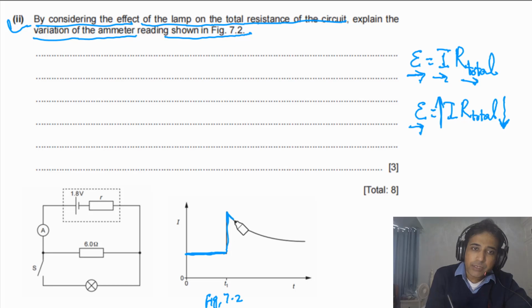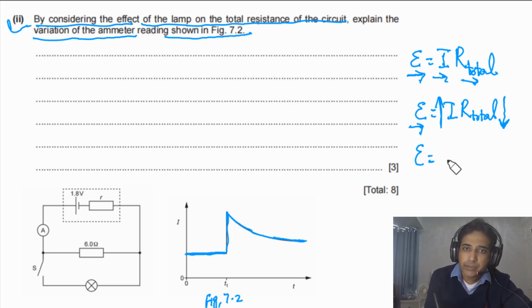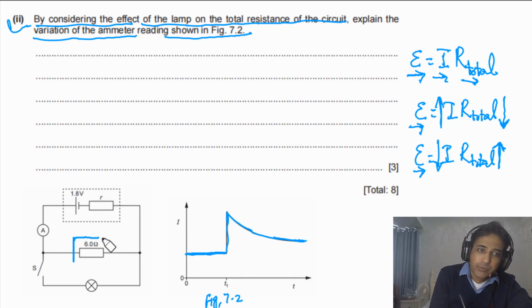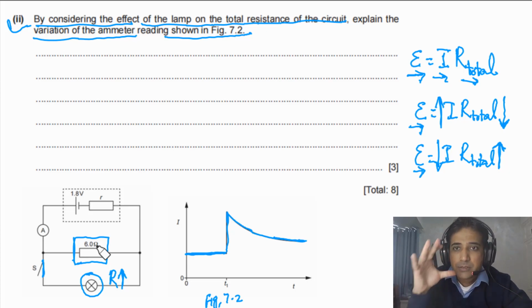And after that we can see the current is decreasing. So we can rewrite here EMF is equal to I times R total. If I is decreasing and this quantity is constant, it means R total is increasing. But we need to understand the resistance of this resistor is constant. When we close the switch, it means that the resistance of the lamp is increasing with time, because this resistance is constant.